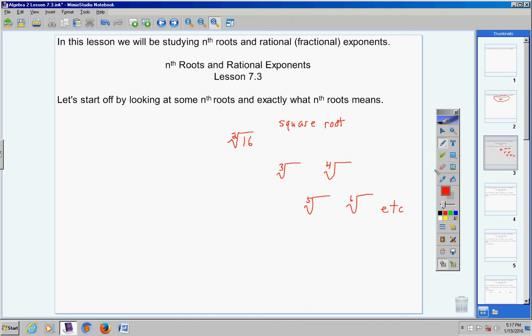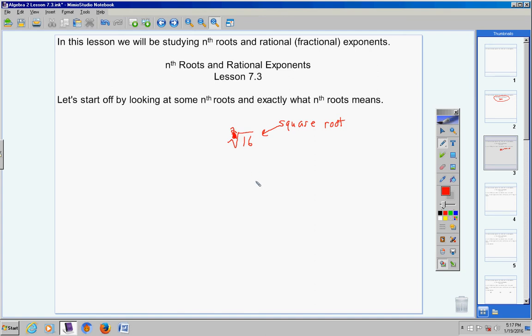Now, it's very important, especially when we get to the rational exponents, that you remember that when there's no number here, it's a square root, but it's understood to be a what? A 2. That's really important, okay?